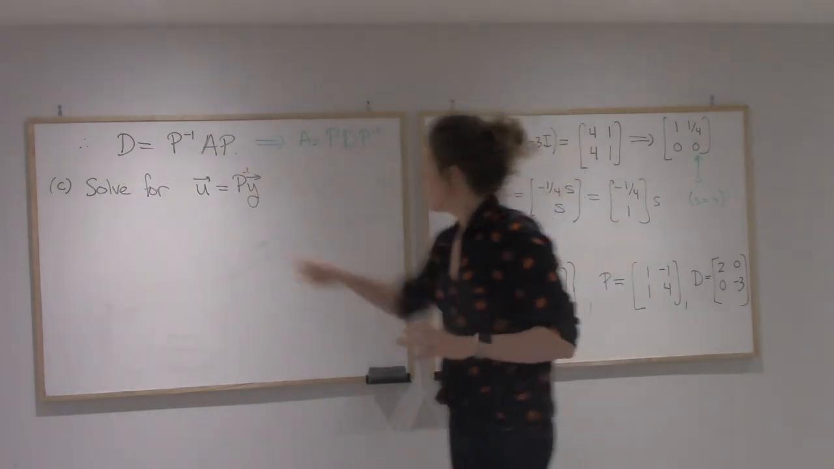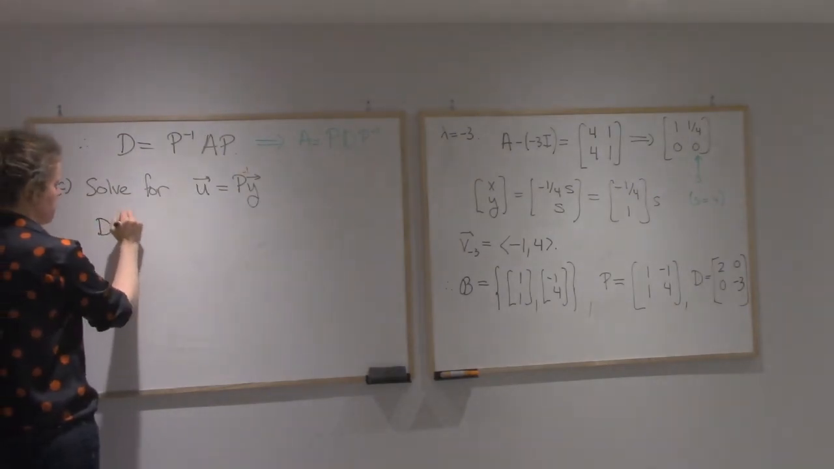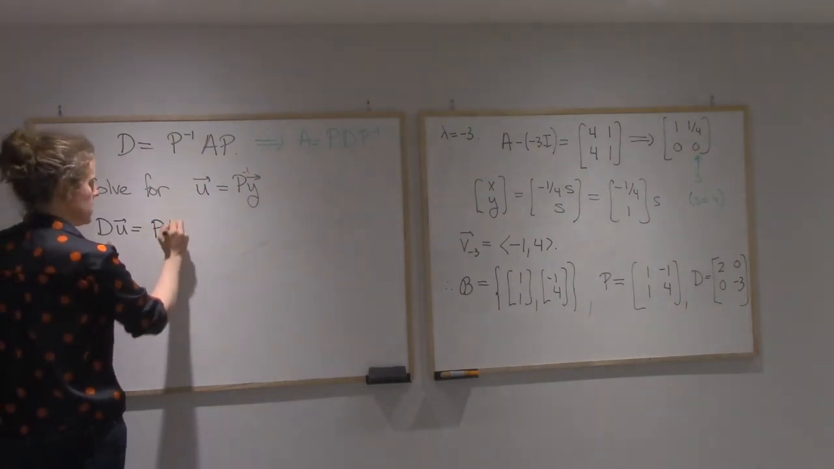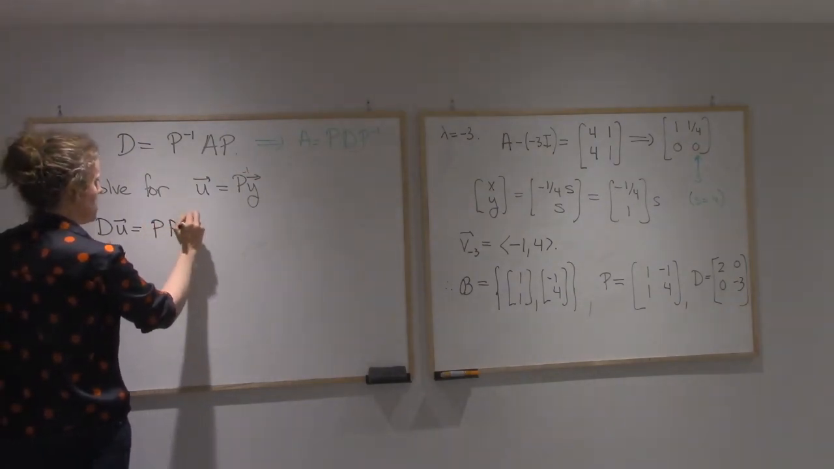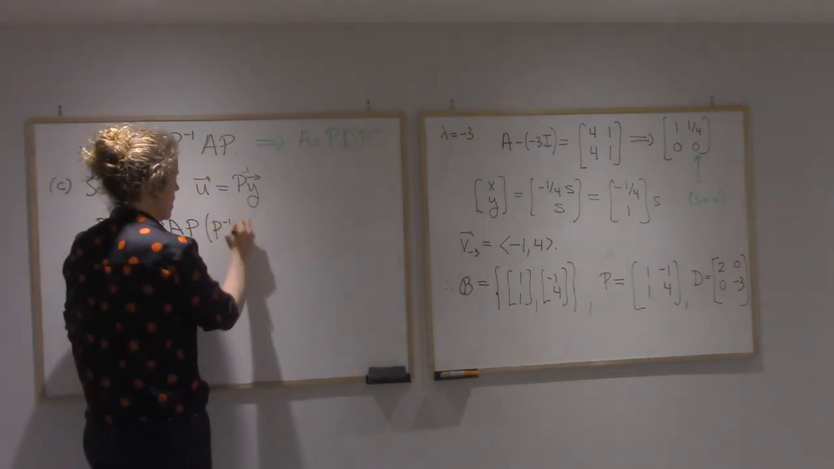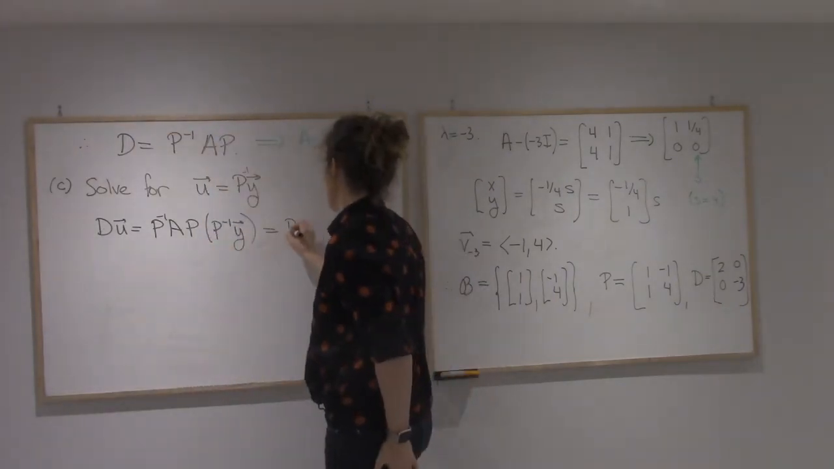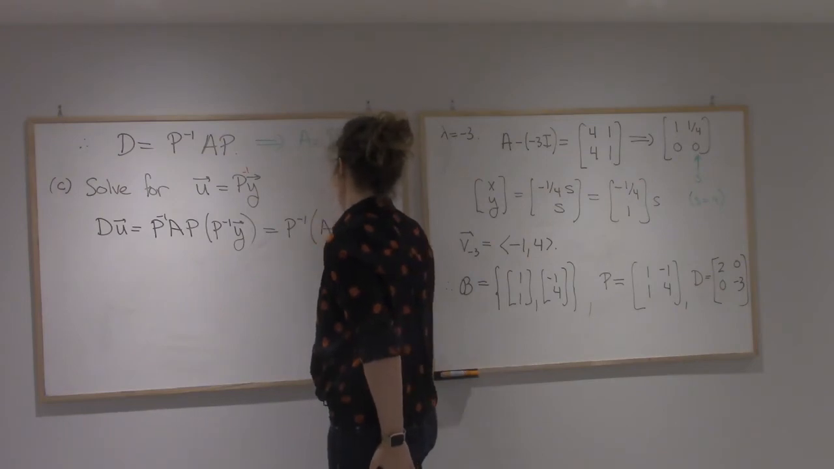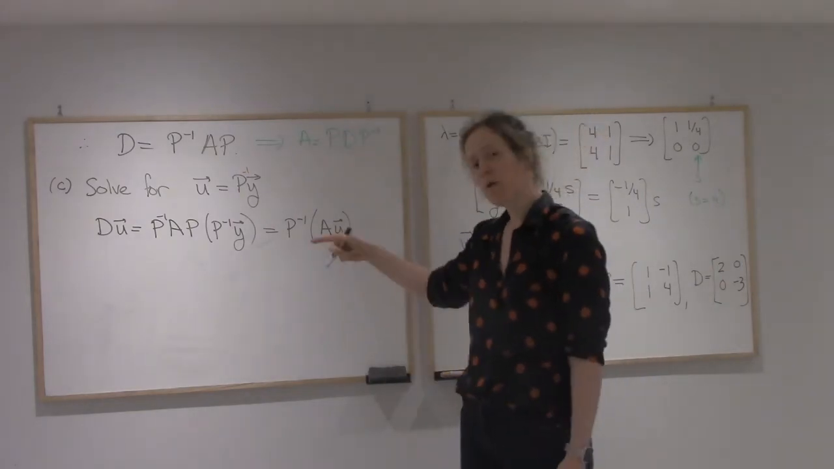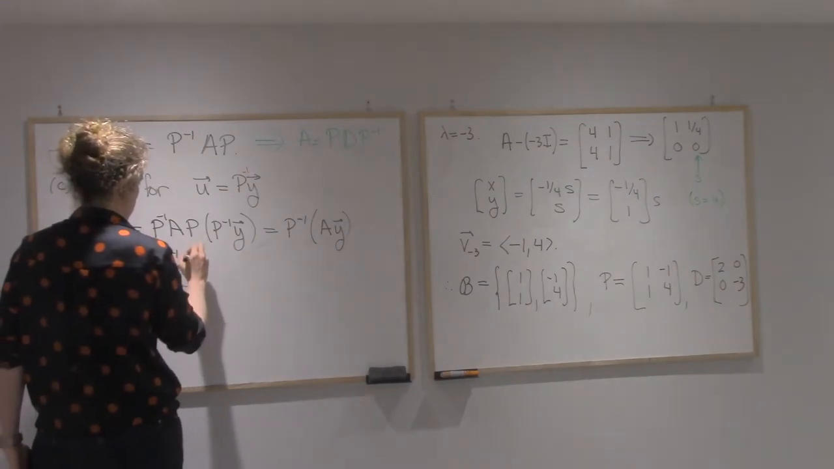The reason why I wanted this u is if I look at what happens if I apply d to u, I'm going to get d, which is P inverse AP, and then I'll have P inverse y. That's why I needed the P inverse and not the P. These two would cancel. I get P inverse AY. And now since y is a solution for the differential equation, AY is just y prime. So I get P inverse y prime.